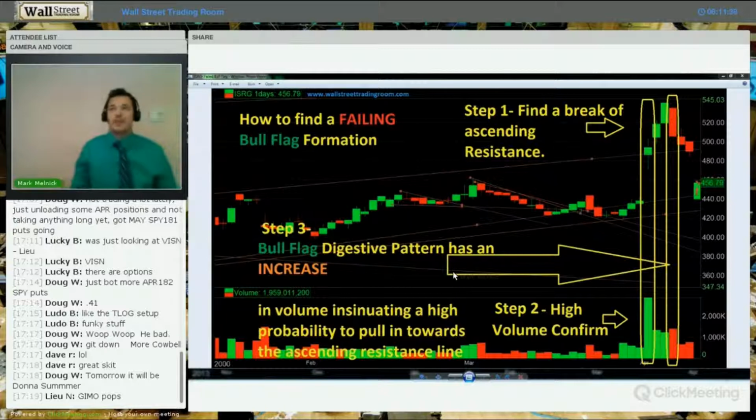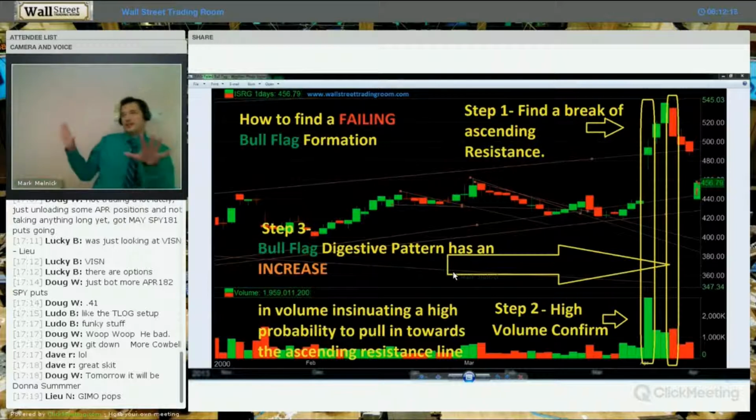And I do want to talk about how to find a failing bull flag formation. There are certain keys and certain parameters. I went back and looked at some of the other names from other failed bull flag formations, and there was something I've noticed that not all of the failed bull flag formations had. However, 100% of them that followed these rules that I listed did indeed work and go down and fail. So we're going to talk about how to find a failing bull flag formation, and I broke it down into 3 easy steps.